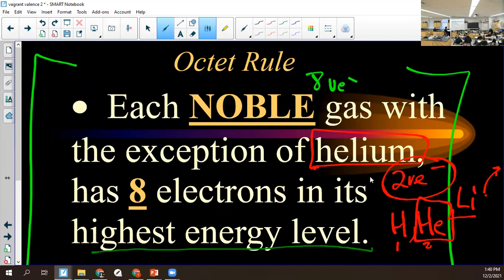So here we go fast. Each noble gas, with the exception of helium, has 8 electrons in its highest energy level. Helium only has 2 because it only needs 2 because it only has an S shell, and S's only hold 2. Next.